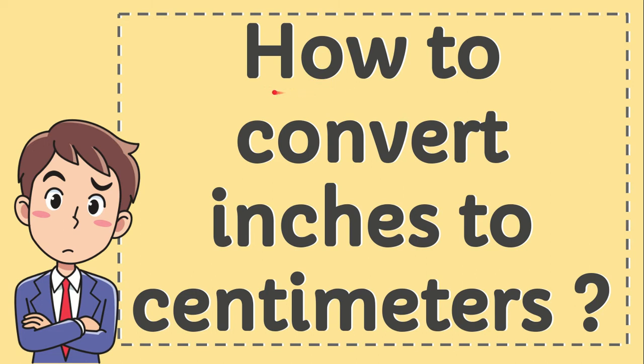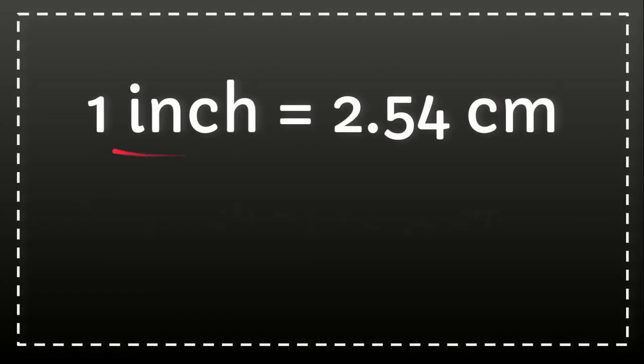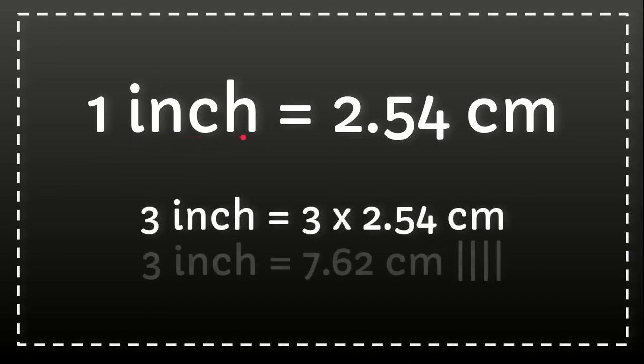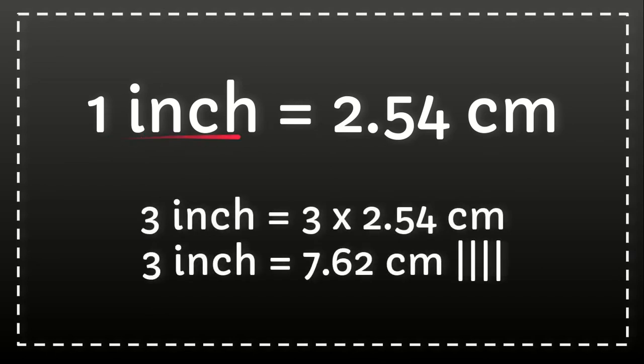The question is how to convert inches to centimeters, and this is the answer for that question. You need to know the conversion factor first. So 1 inch equals 2.54 centimeters. This is the conversion factor.